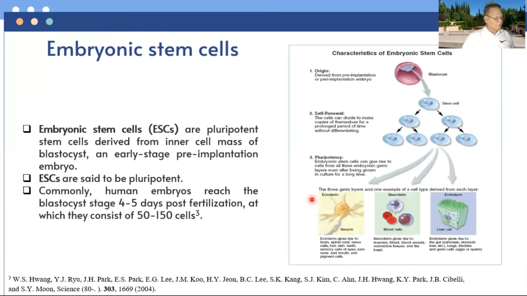The first is embryonic stem cell. This type of stem cell are pluripotent stem cell derived from inner cell mass of blastocyst and early stage pre-implantation embryo. Commonly, human embryos reach the blastocyst stage 4 to 5 days post-fertilization, at which they consist of 50 to 150 cells. The embryonic stem cells are said to be pluripotent, which means they can change into any cell in the body.